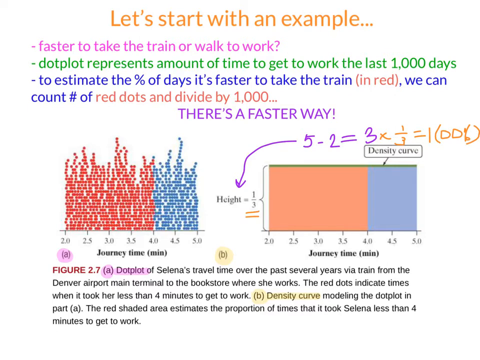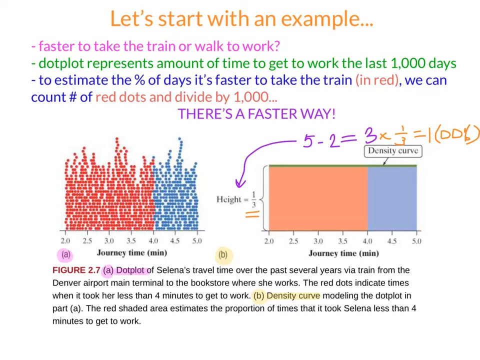So what we could do is count up the number of red dots, divide it by 1,000, and multiply that by 100, and it would give us the percentage of days where it was faster, right? Because less than 4 minutes, it's faster to take the train instead of walking down that lovely brand new walkway. I don't know if you've ever counted hundreds of things like tiny little dots, but there's got to be a faster way.